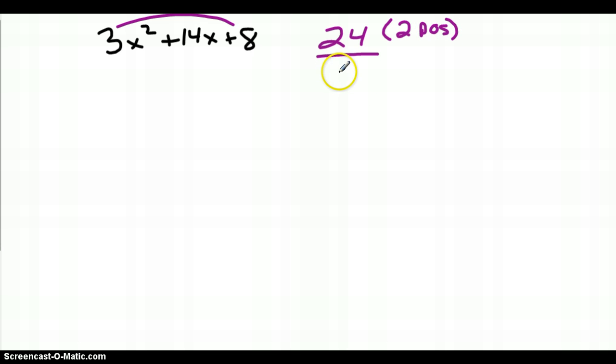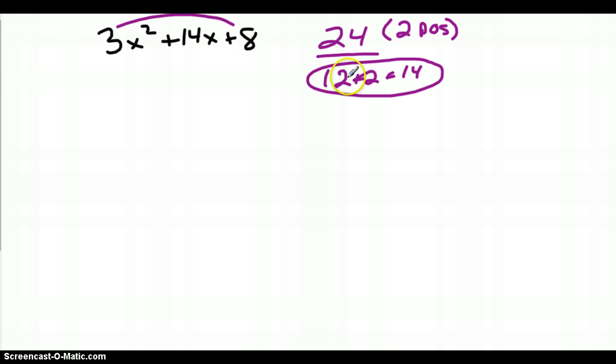Okay, so what goes into 24? So 24 could be written as 12 times 2. So 12 times 2 would add up to 14. Okay, now I happen to have found it on the first try. I didn't know until I had added them up that I was going to get 14.